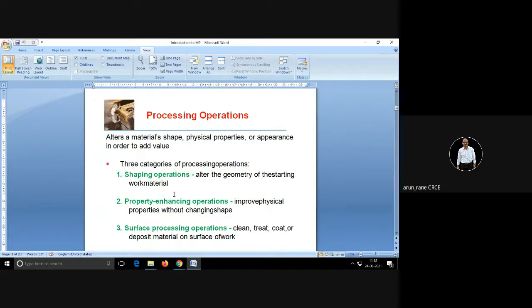Then property enhancing operations, which change the properties. Is painting a property enhancing operation? Surface. Painting, is it a property enhancing operation? पेंटिंग मालूम है ना? Yes, sir. पेंटिंग करते हैं, घर को पेंटिंग करते हैं. Is it a property enhancing operation? Yes, sir, because it can prevent surface corrosion.